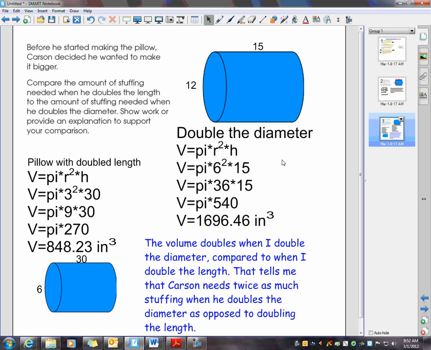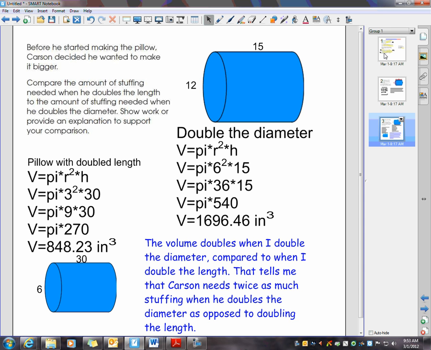So I did the work for doubling the length, and I got 848.23 inches cubed. If I double the diameter, I get this, 1,696.46 inches cubed. So I see that I showed my work for both of these parts, and then I needed to compare. So I'm going to read this sentence. The volume doubles when I double the diameter compared to when I double the length. That tells me that Carson needs twice as much stuffing when he doubles the diameter as opposed to doubling the length. So I showed my work and I compared.